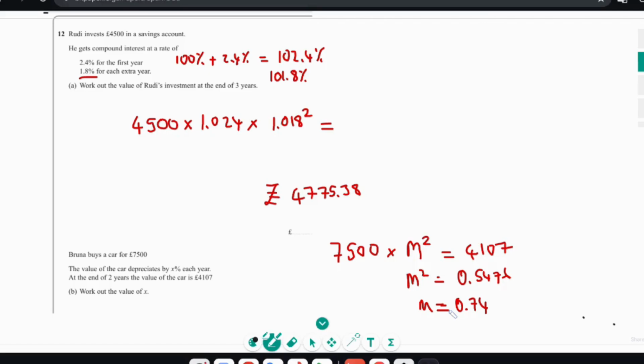What is that as a percentage decrease? Well, I need to do the opposite to what I did here. So 0.74 as a percentage is 74%. So if I'm left with 74% at the end, what's it been decreased by? 100%, take away 74%, which is 26%. So it's a 26% decrease.